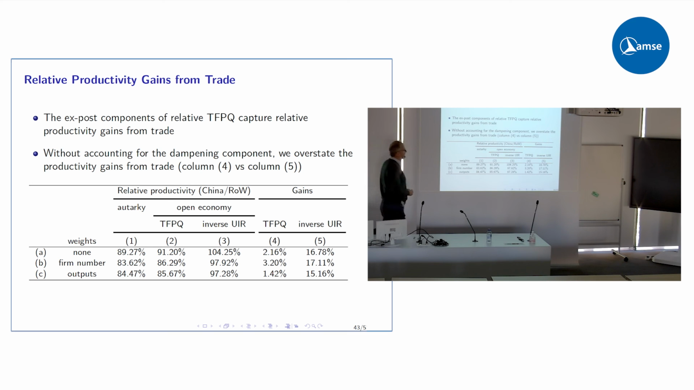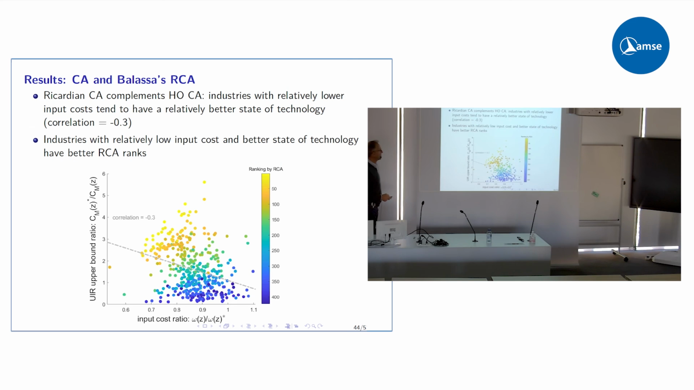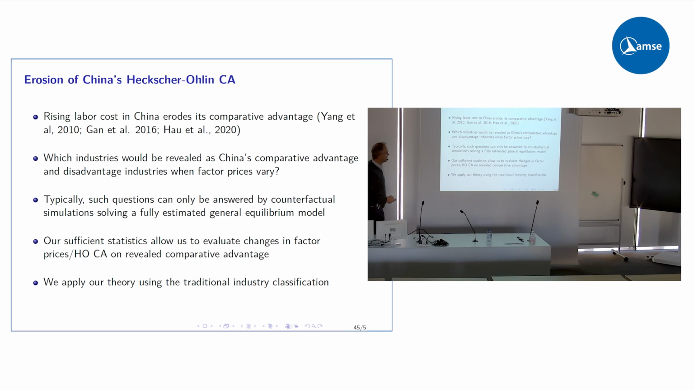And then we can evaluate the relative productivity gains from trade. We can look at various correlations here. But then we can also look at the erosion of comparative advantage, and this is the last thing I want to show, of China's extraordinary comparative advantage. Rising labor cost in China erodes its comparative advantage.